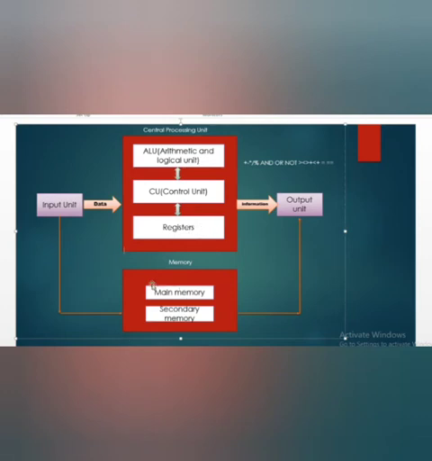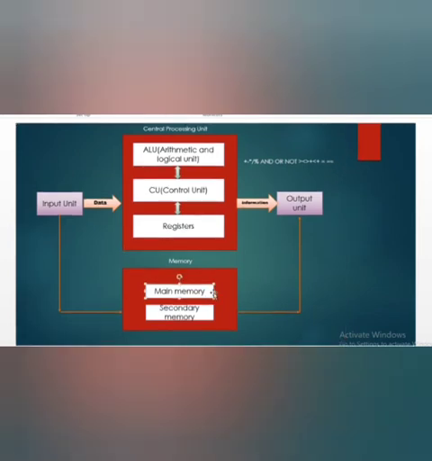Now we'll see our next component of the computer system, that is memory. Memory comprises main memory and secondary memory. So what is this main memory and secondary memory? Main memory is nothing but the primary memory. That primary memory is used to store the data temporarily. So when you want to store the data temporarily, then you have to use main memory.